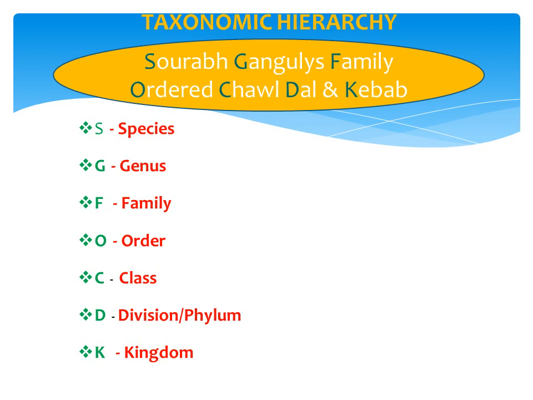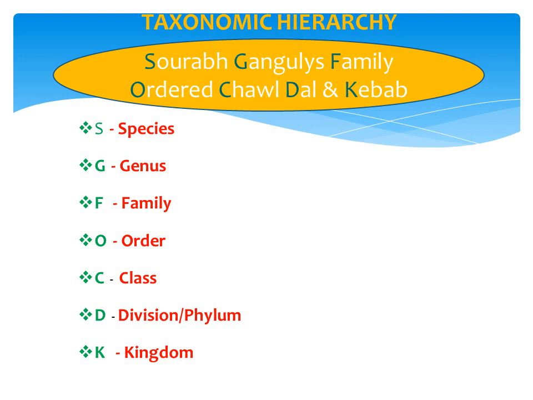Saurabh, S stands for species. Ganguly's G stands for genus. Family, F stands for family itself. O for order. C for class. D for division. Division is given for plants, and similarly phylum is given for animals. So if it is an animal, it will be phylum. If it is a plant, it will be division. Lastly, K stands for kingdom. So these are the 7 obligate categories in the taxonomic hierarchy.